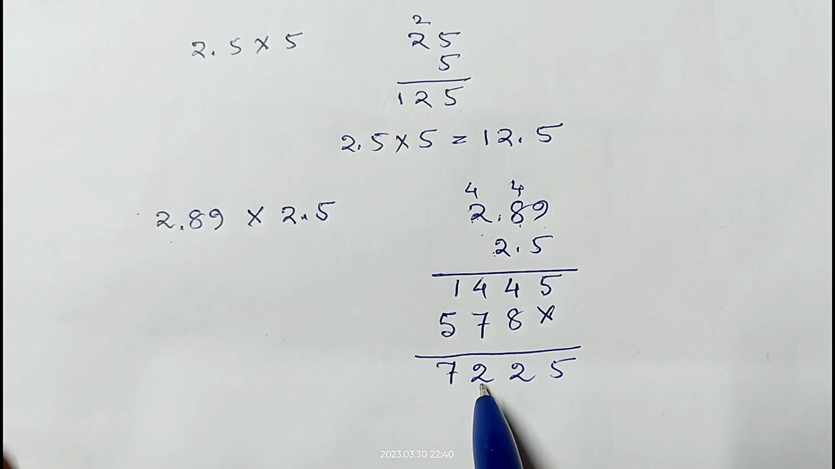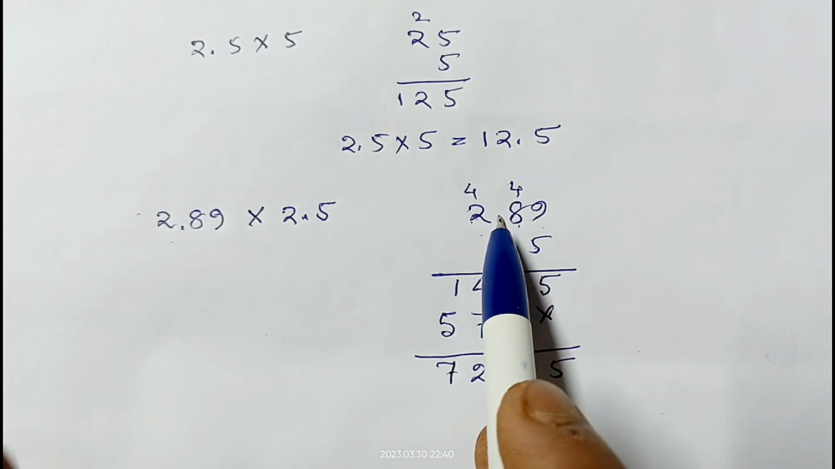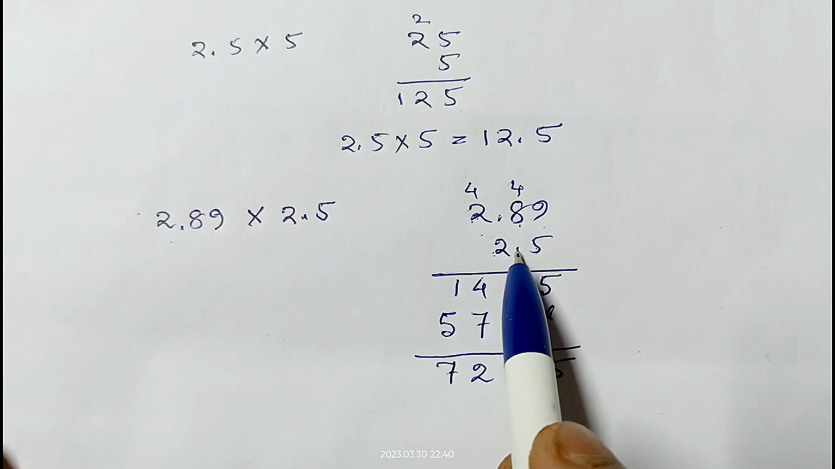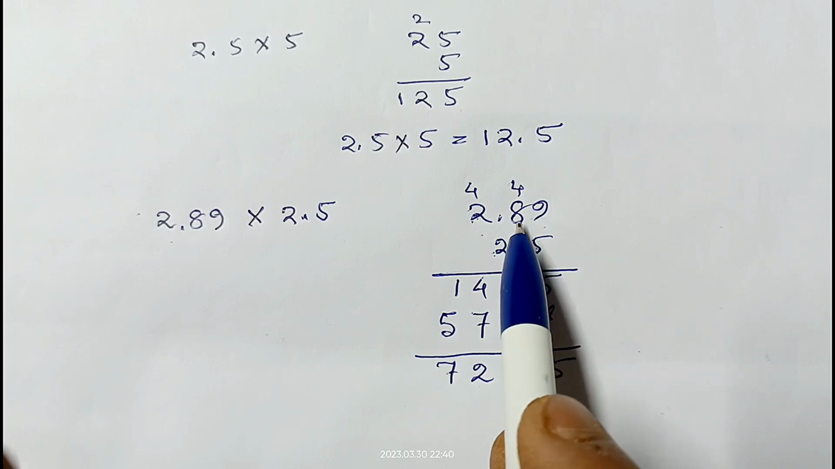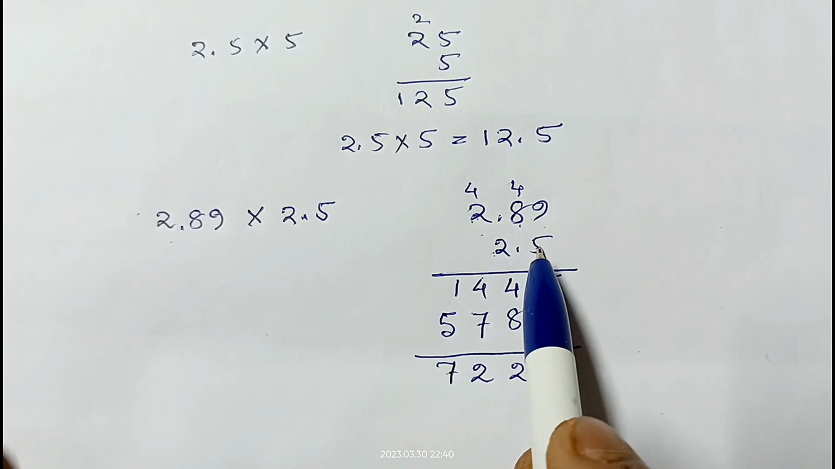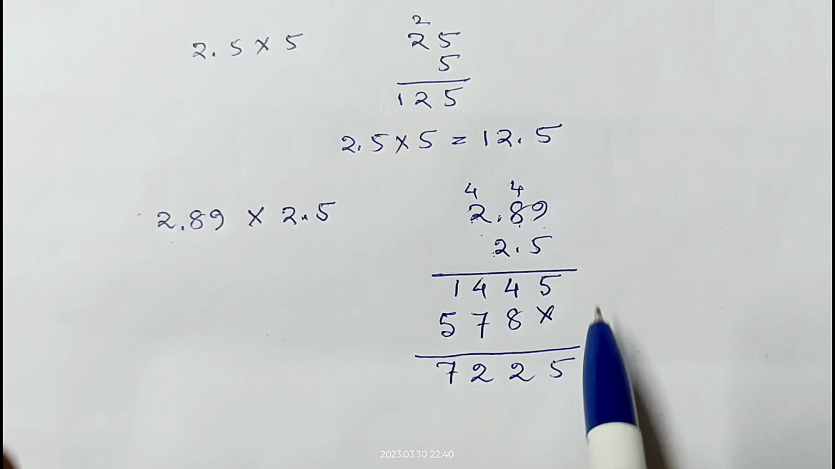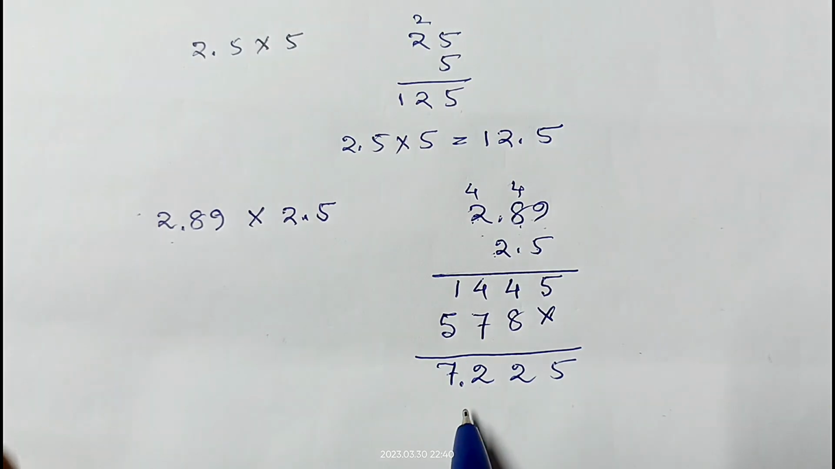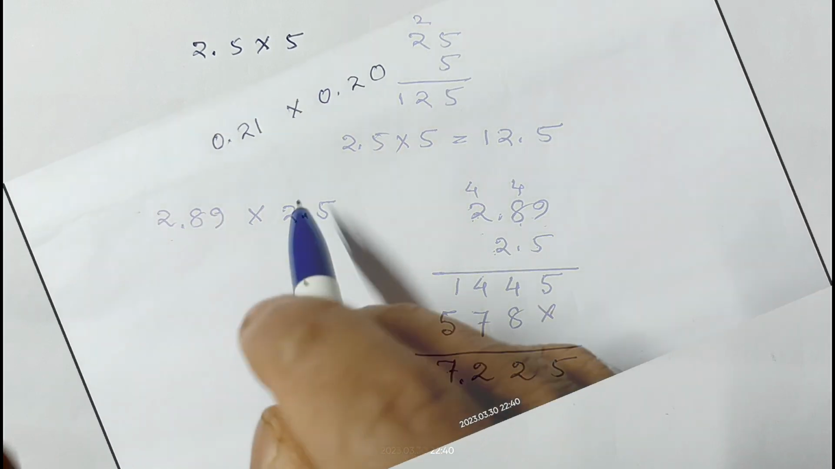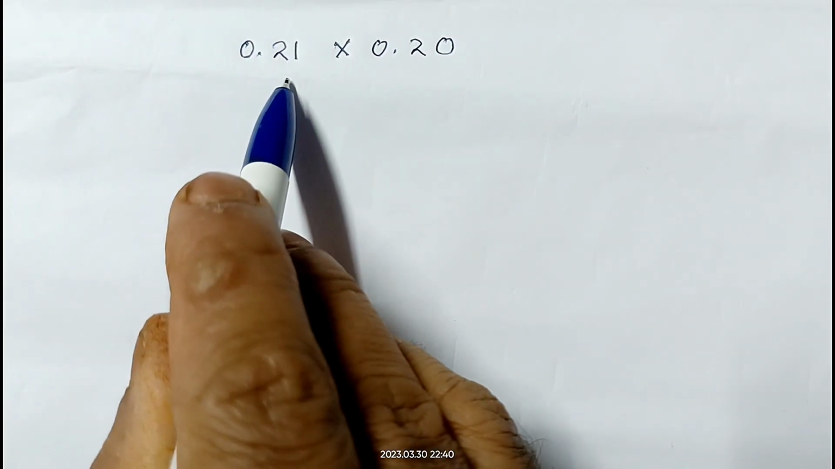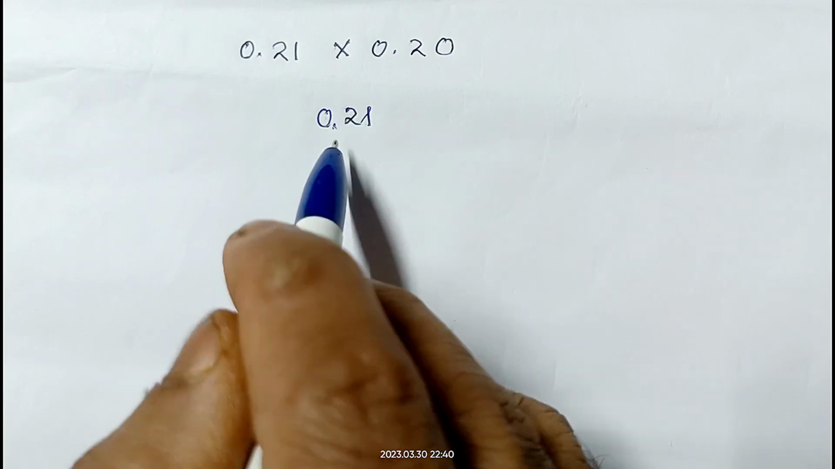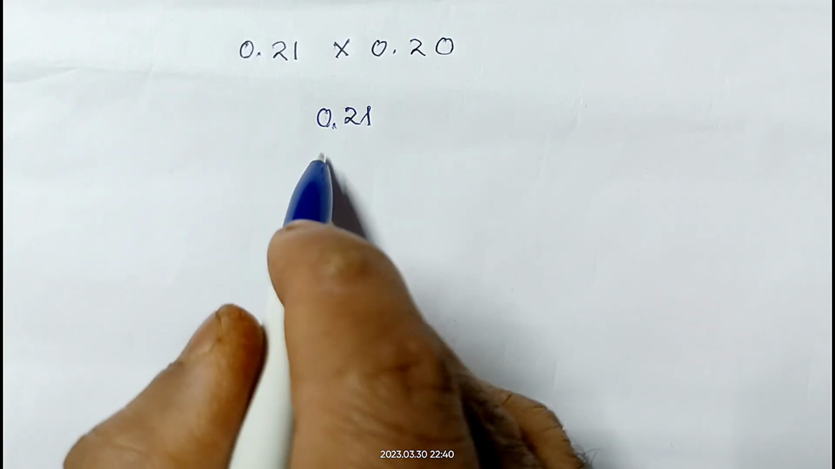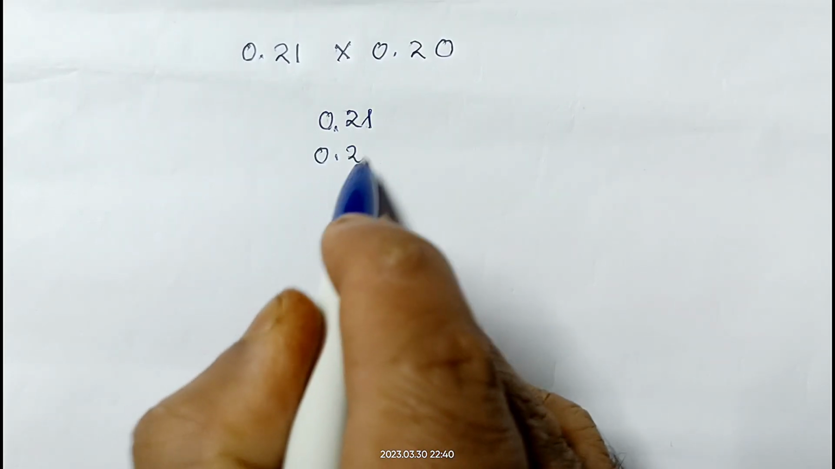So we got 7225. But here after decimal there are two places, and here after decimal one place. So altogether 1, 2, 3. Since after decimal there are three places, here also after decimal there will be three places. So 1, 2, 3, the decimal will be placed here. So the answer is 7.225.